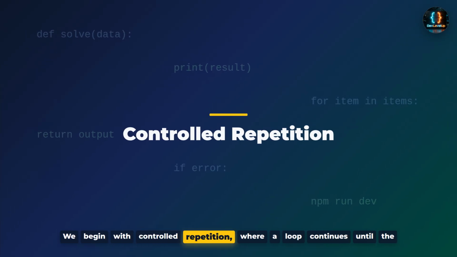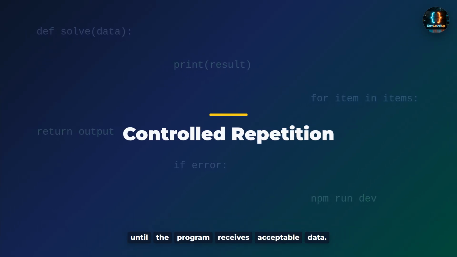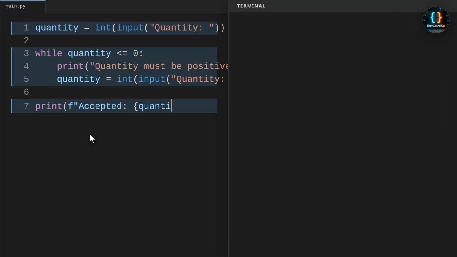We begin with controlled repetition, where a loop continues until the program receives acceptable data. An order cannot be created with a 0 or negative quantity. Let's read a number, keep asking while it is invalid, and update the value inside the loop. Now we run the script with -3, 0, and finally 6.